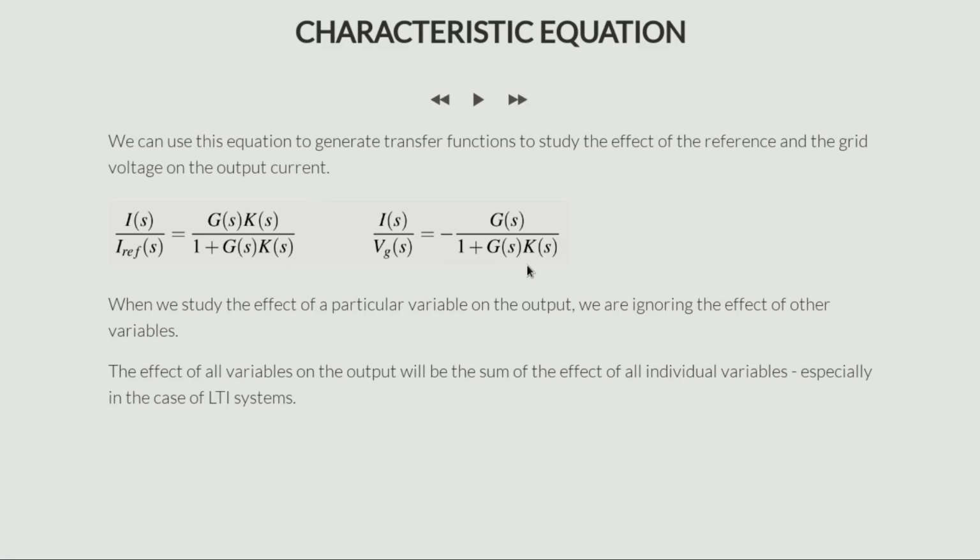So what we usually do is study the impact of one variable at a time. If you are looking at the impact of the reference, we will ignore the grid voltage. And similarly, if you are studying the impact on the grid voltage, we will ignore the reference. Usually one at a time. That makes it less complicated. And if you take both into account, we will have the sum of the effect of both variables. This is the property of an LTI system, that you can study them separately and just bring them together. So let's keep going.